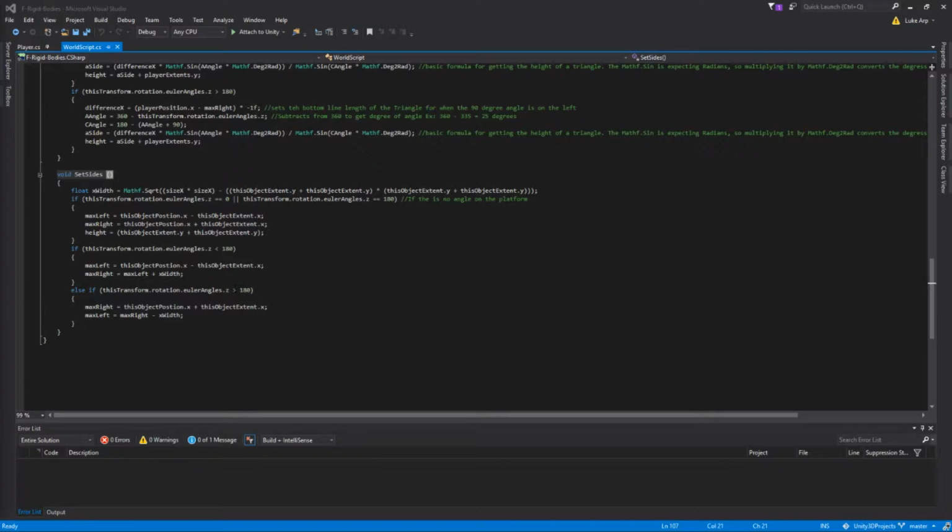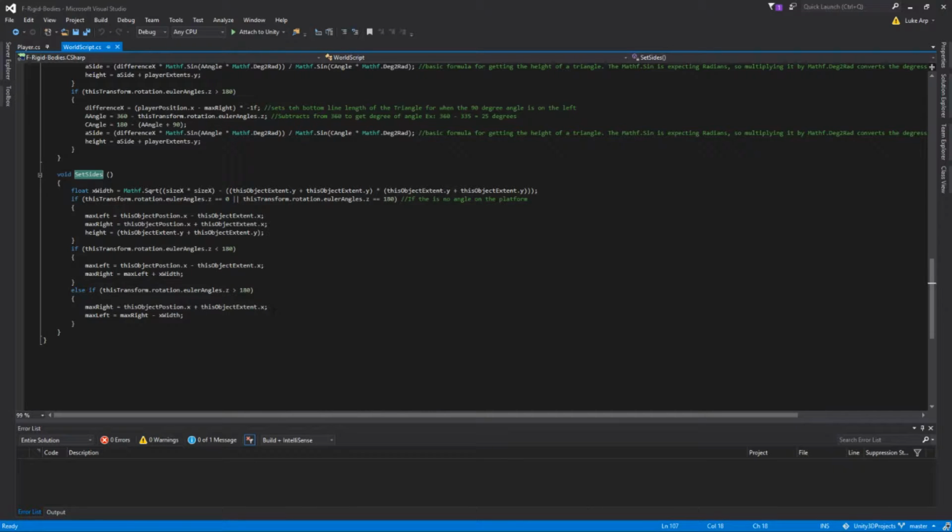The big change is this set sides method that I wrote, and what this does is it sets the x-axis width that the player should fall between in order for my platform to send the player its Y position and rotation.